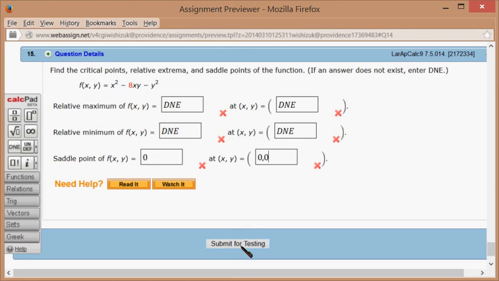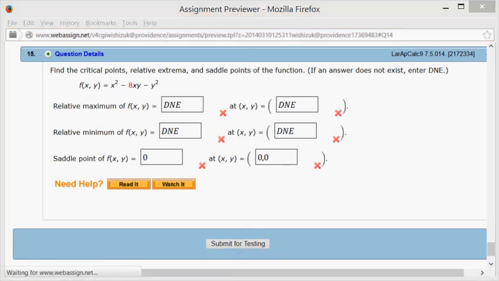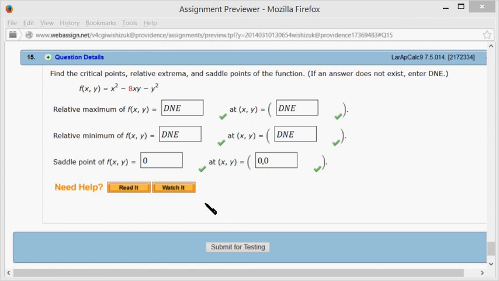All right, let's check the answer. It came back and looks like we got all of these correctly. All right, that's it. I hope that this was clear.